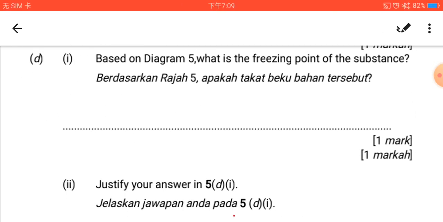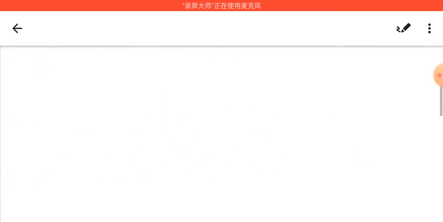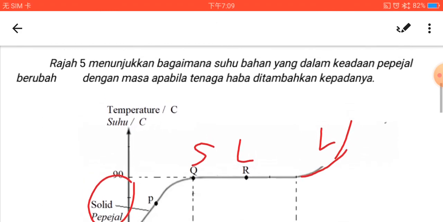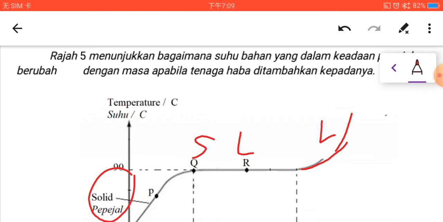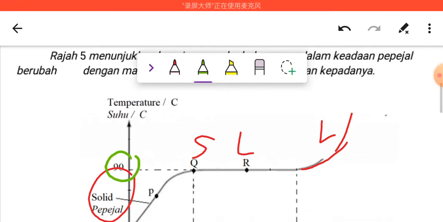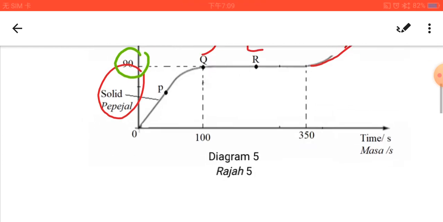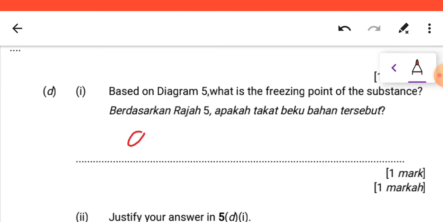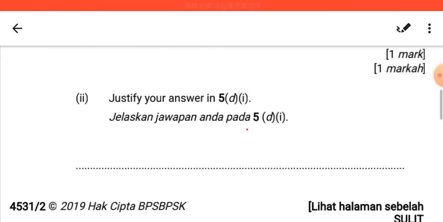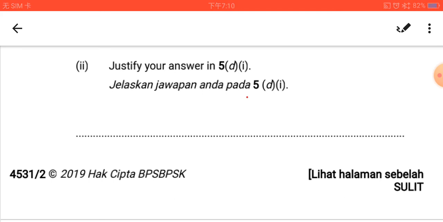Based on diagram 5, what is the freezing point of this substance? Solid to liquid is the melting point, but it is still the same as the freezing point. So this is 90. It is very easy, just copy down 90, but don't forget to put the unit because this is a temperature. If you don't put the unit here, you won't get the marks. All of you should take care of this.